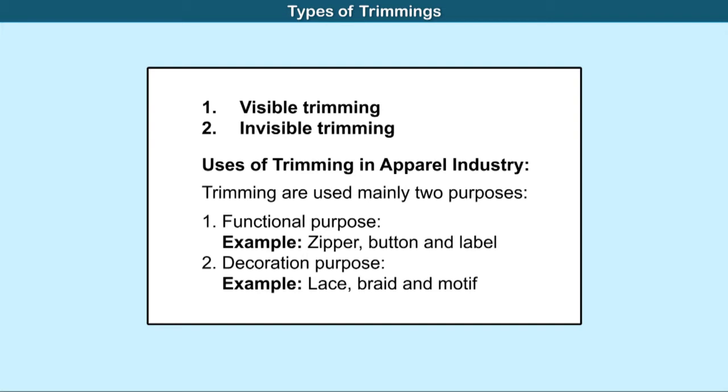Visible trims can be seen from the outside of the garment. For example, maybe interlining. Uses of trimming in the apparel industry. Trimmings are used mainly for two purposes: functional purpose, and second, decorative purpose. For the functional purpose, the trims are zipper, button, label, etc. For decorative purpose, examples of trims and accessories are lace, braid, motif, etc.